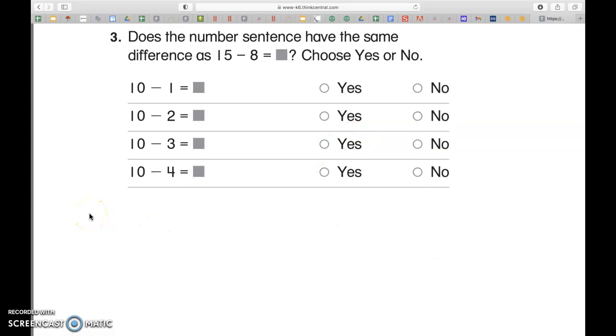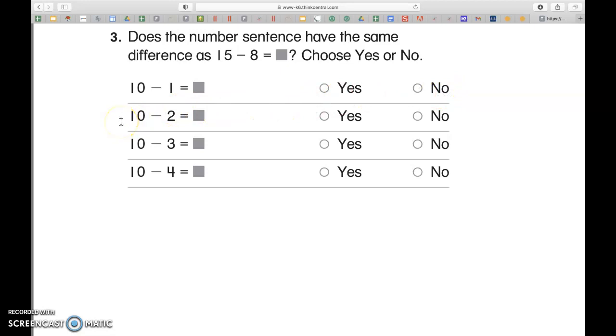Number 3, does the number sentence have the same difference as 15 minus 8? Choose yes or no. First step, find the difference or the answer to your math problem 15 minus 8. Your answer choices are 10 minus 1. If your answer for 10 minus 1 is the same as 15 minus 8, then you need to fill in yes. If it's not the same, fill in no.